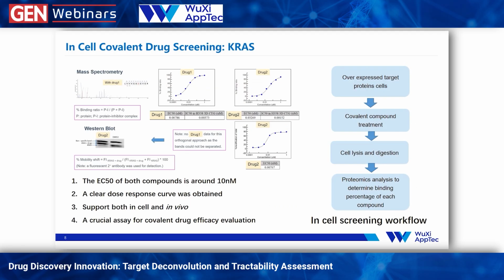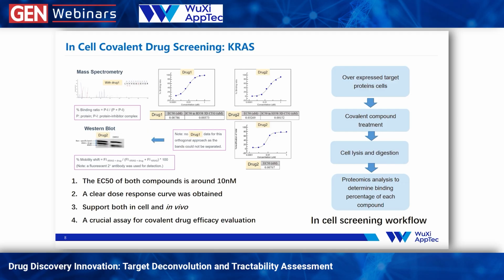These are two marketed KRAS covalent inhibitors. Our intact mass and peptide mapping results demonstrate that a covalent bond was formed between the drug and the KRAS G12C. The binding percentage was nearly 100%. However, it was unclear whether this bond can be formed within cells or in vivo. To address this issue, we employed target proteomics to gather information.